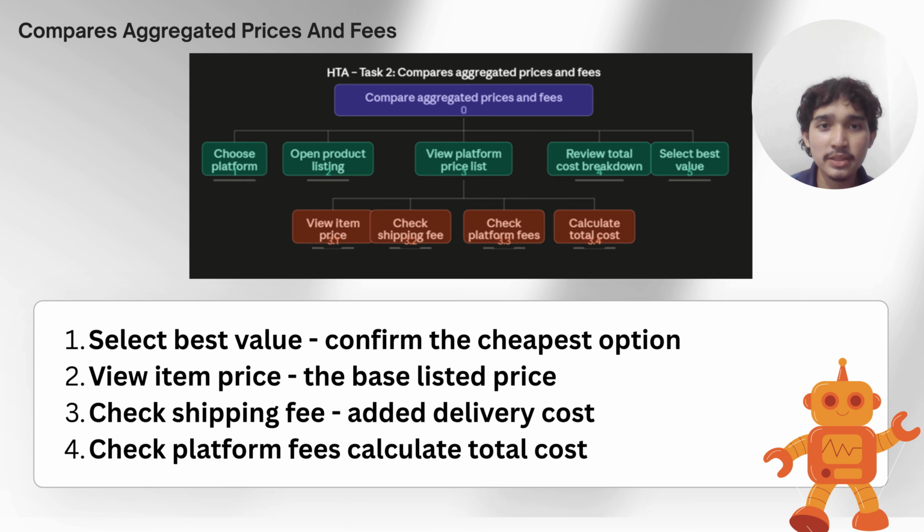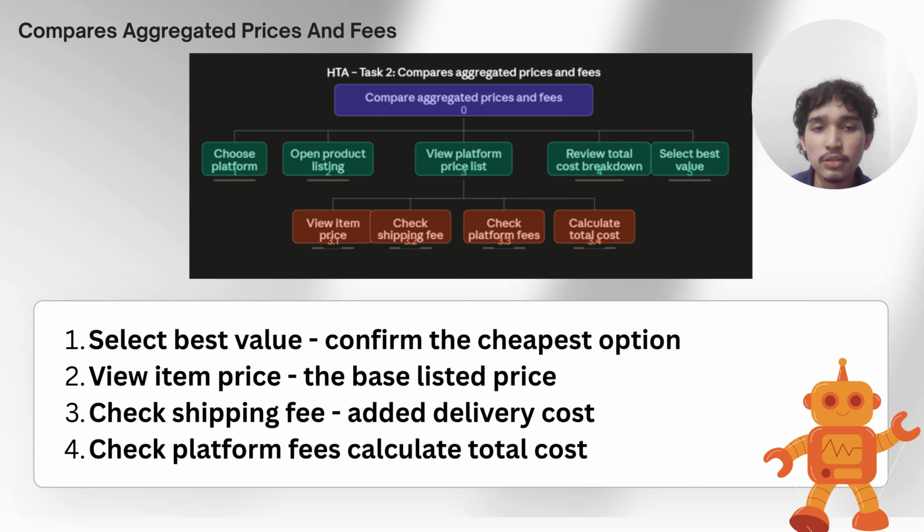Next, compare and aggregate prices and fees. This covers how a user compares prices once they have found a product. After choosing a platform and opening the listing, the core of this task is viewing the platform's price list, which is broken down further into checking the item price, shipping fee, and platform fees.